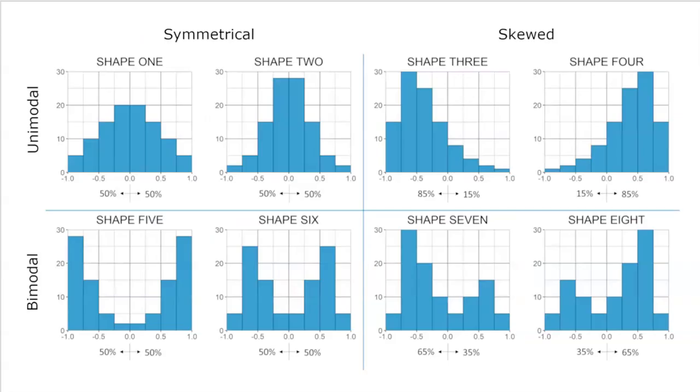So here's a nice look at kind of 8 different shapes and, you know, ignore the numbers going on here. Just kind of look at the shape. On the left-hand side, all of these are symmetric. So all 4 on the left are symmetric, but symmetric in different ways, right? The top are unimodal. We see this kind of big chunk in the middle.